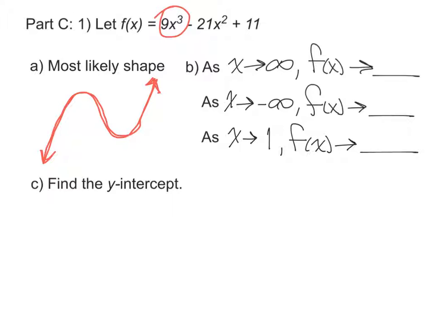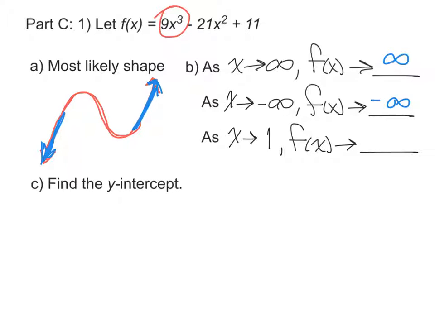Knowing that, we can answer the following questions about what happens to the y-coordinate as x increases or decreases. So as x approaches infinity, we're looking at the right side of the graph. As x gets bigger and bigger, what happens to the y-coordinate? It also gets bigger and bigger. That means f of x is going to approach infinity. As x approaches negative infinity, we're talking about the left side of the graph. So as the x-coordinate moves to the left, the y-coordinate is going to go down. That means f of x is going to approach negative infinity.